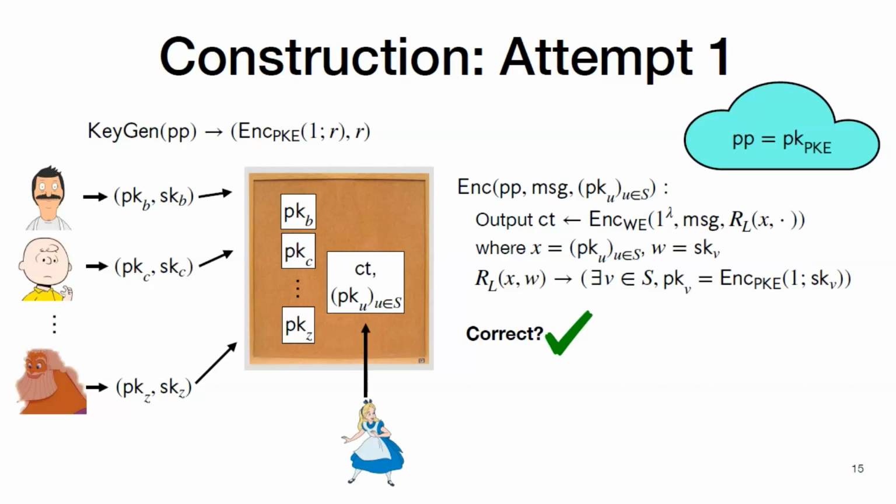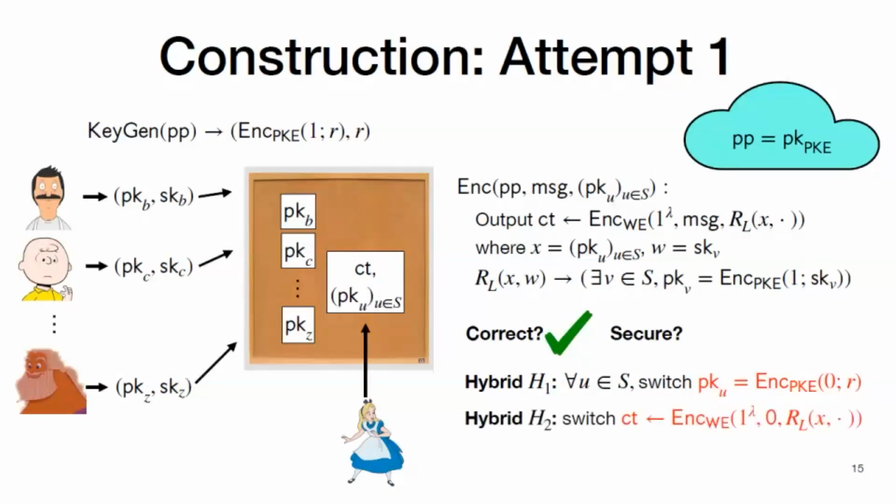In terms of security, we'll show this through a hybrid argument, where first, we'll switch to a hybrid where for all the users in the set, instead of having encryptions of 1 on the bulletin board, we'll switch to encryptions of 0. And the intuition is if someone doesn't have any of these secret keys, by just public key encryption security, this will be indistinguishable.